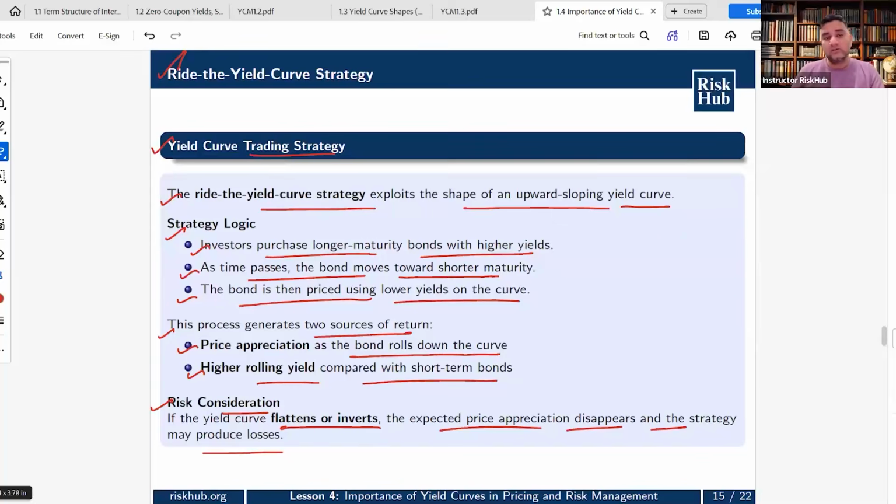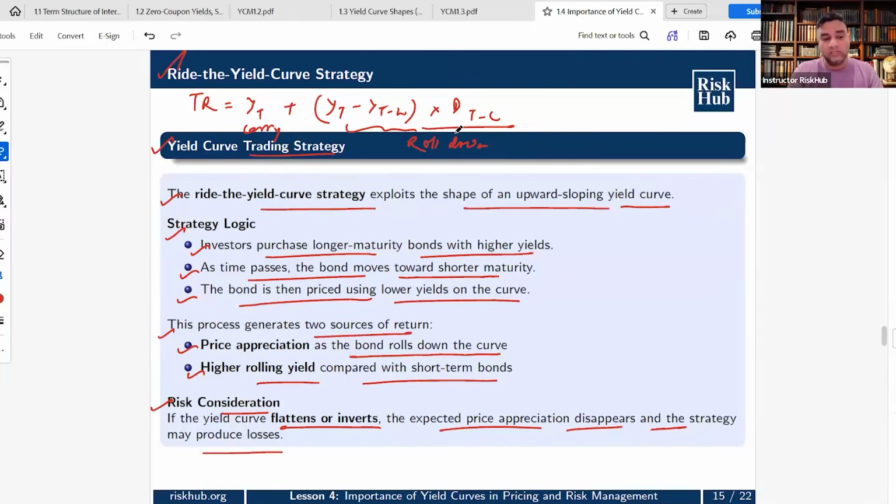The strategy can be written as: total return is approximately equal to Y sub T, which is the carry, plus the quantity Y sub T minus Y sub T minus H times D sub T minus H, which is the roll down. The formula says the return comes from the yield earned plus the price gain from moving to a lower point of the curve.